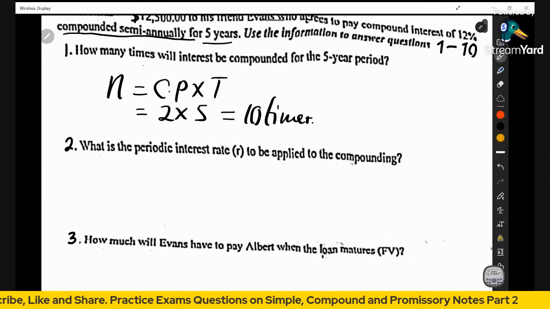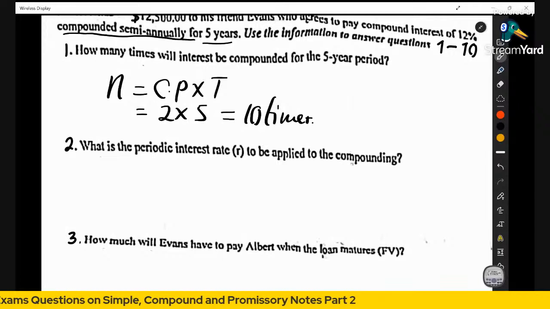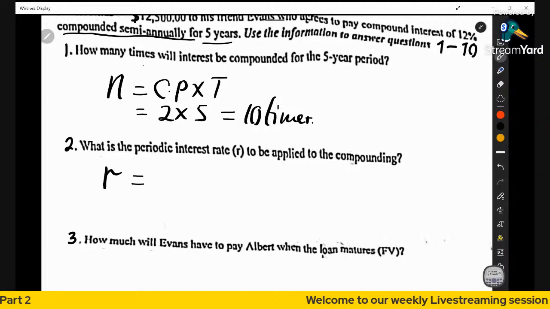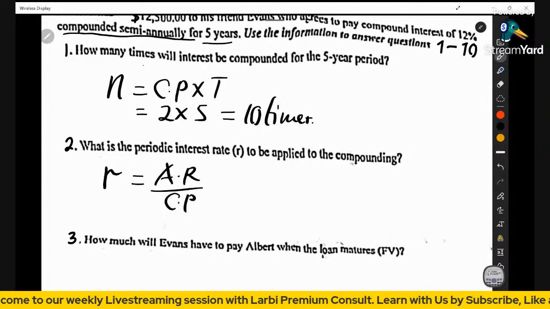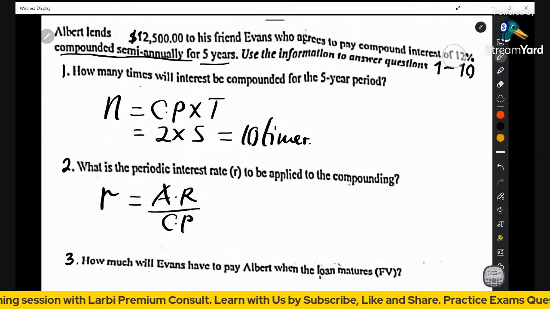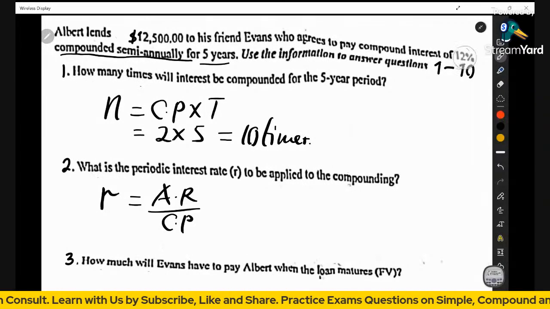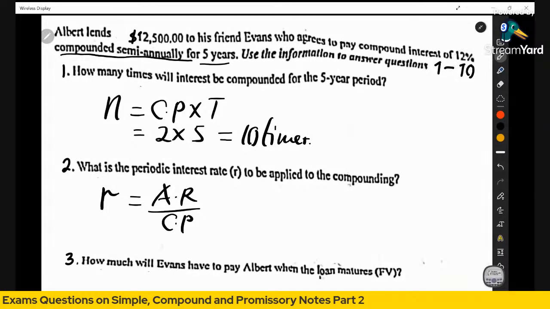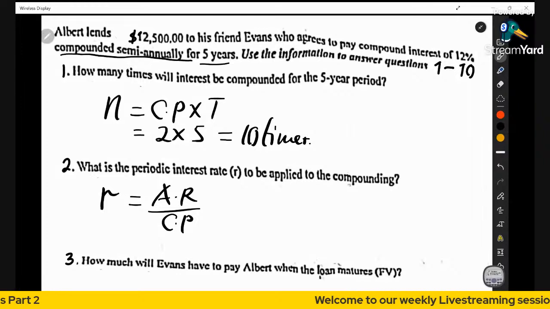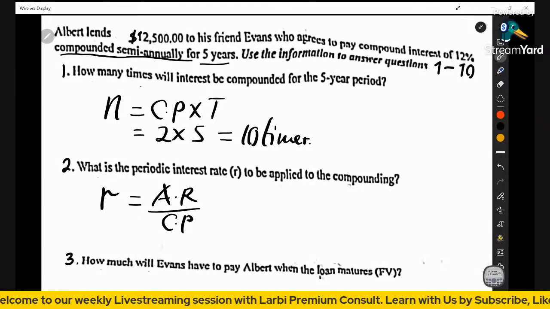Now, question 2 is asking what the periodic interest rate to be applied to the compounding is. We said the periodic interest rate, being the R, is always computed as the annual rate divided by the compounding period. Remember, the interest that Evans will pay for the loan is 12%. That is for the year, right? So 12% here is the annual rate. But here lies the case: the arrangement of this transaction is that Evans must pay compounded semi-annually, every semi-annual, an interest together with the initial amount, right? And since there's an annual rate, for us to get the semi-annual rate, that's going to be the annual rate divided by the compounding period.